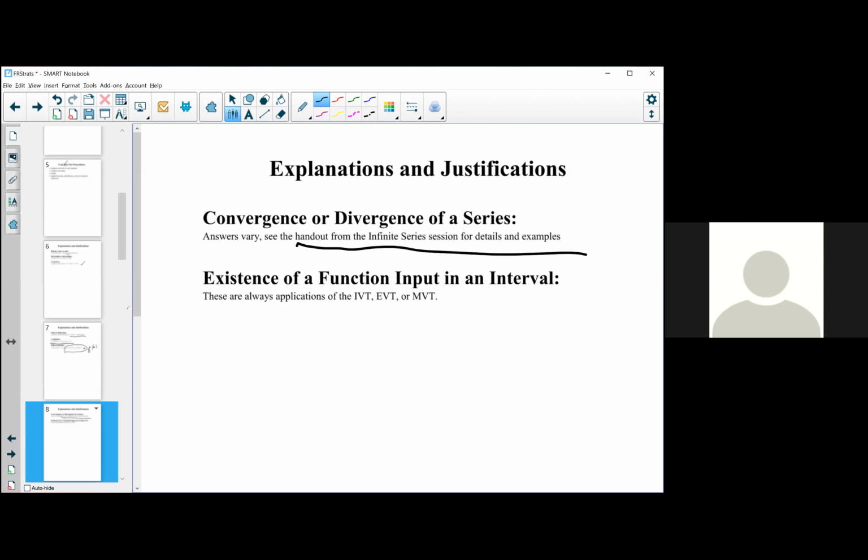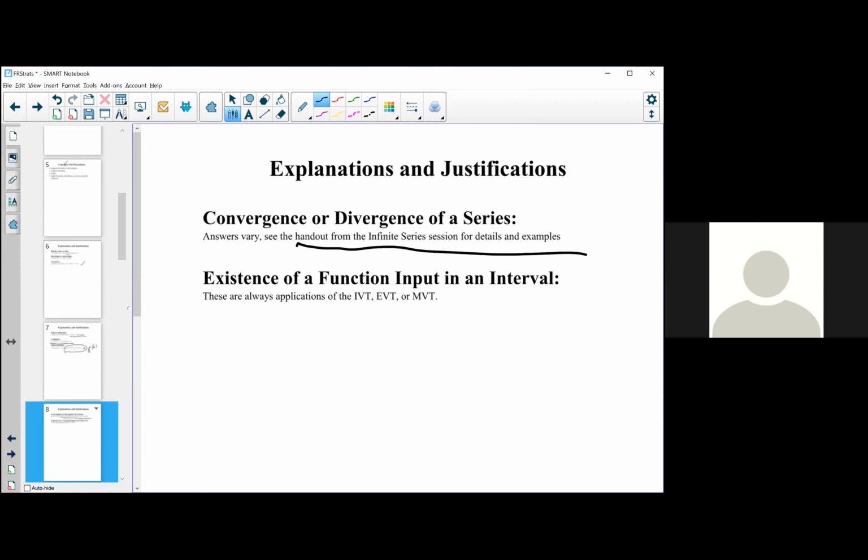The other kind of questions that you might see, that have appeared on past AP exams, are questions that ask you whether or not a function input exists in a certain interval with a certain property. Is there a number c in this interval where f prime of c is equal to 2? Is there an input a to this function such that f of a is equal to 0 in this interval anyplace? Whenever you see a question like that, you can be 100% sure that it is asking about one of the 3 value theorems that appear in AP calculus: the intermediate value theorem, extreme value theorem, or the mean value theorem.